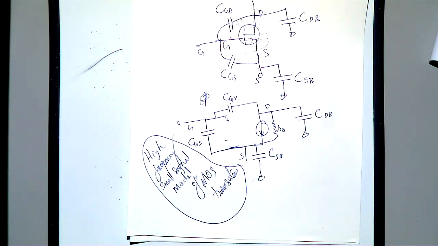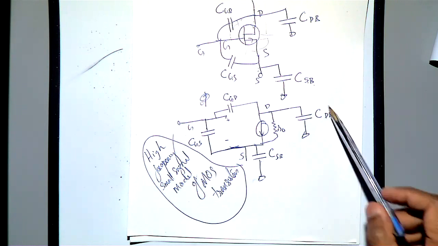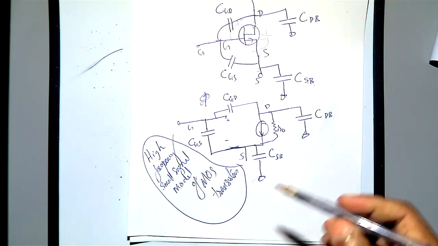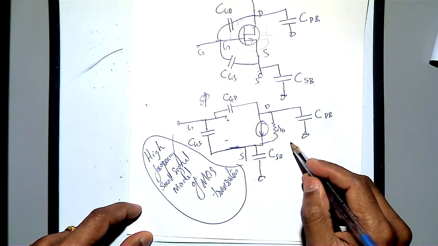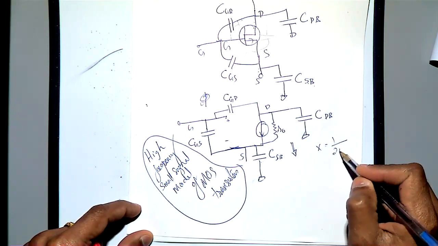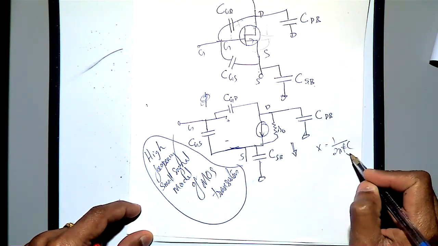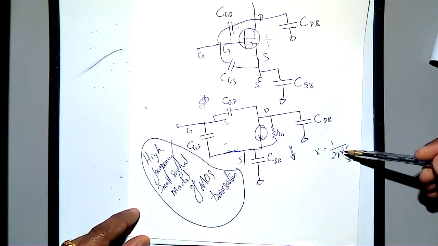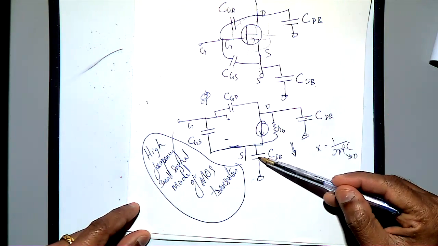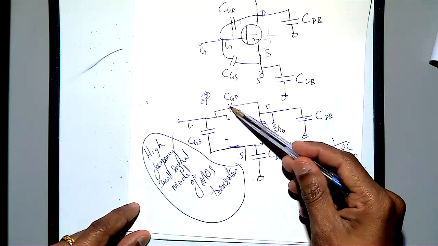So maybe in Intel, IBM, they will discuss the high frequency model because they are not interested in the low frequency model. Then what will happen with the capacitor impedance at low frequency? In the low frequency, the impedance equals 1 by 2 pi f into C, f tends to 0. Then this capacitor will be open, high impedance. This capacitor will be open, this capacitor will be open.